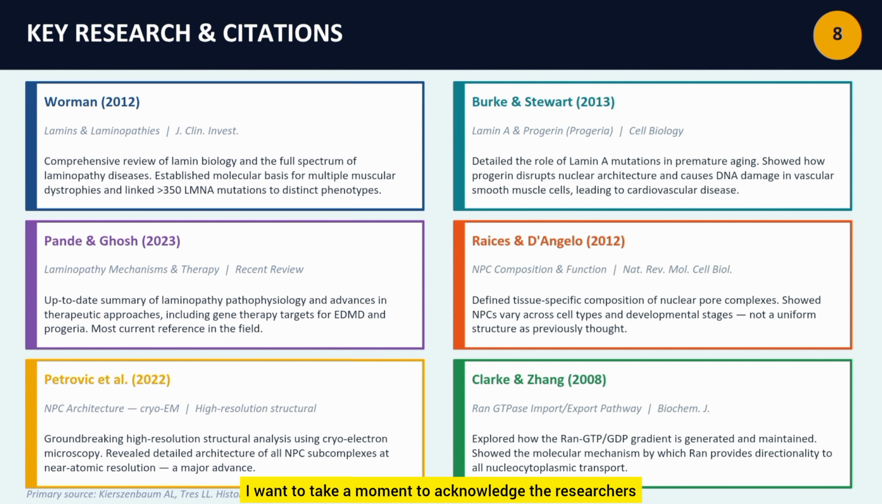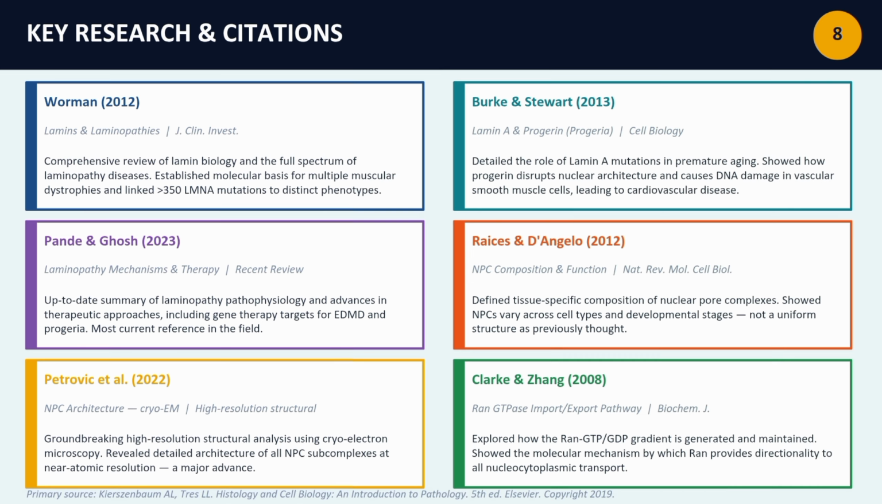I want to take a moment to acknowledge the researchers whose work underpins everything we have discussed today, because Gray's Anatomy specifically cites these papers, and as medical and biology students, it's important to know who discovered what you're learning. Warman, 2012, published in the Journal of Clinical Investigation. This is the foundational comprehensive review of lamin biology and the full spectrum of laminopathy diseases. If you want one paper to read on laminopathies, this is it.